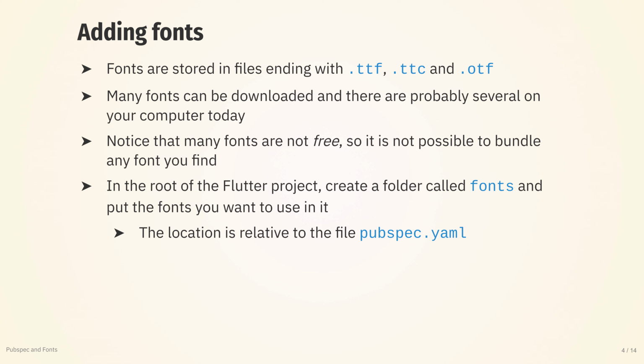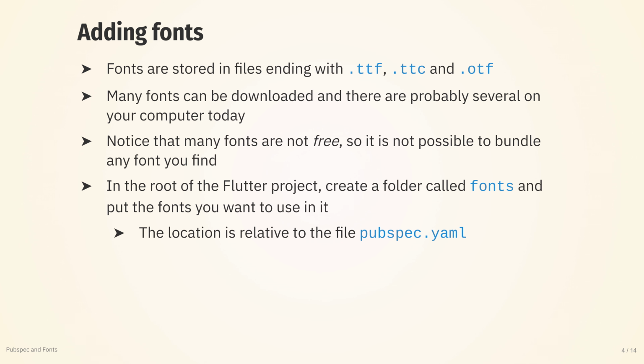So one thing that you might want to do is to add fonts, and there are two ways to add fonts to a project. You can either have them locally, and then we need to find fonts or typefaces in TTF, TTC or OTF format. They can be downloaded from several places, and you should only use the ones that are free, of course. In our case, we will create a folder, a normal folder in the root of the Flutter project, and we'll call it fonts, and we'll put the fonts inside of it.